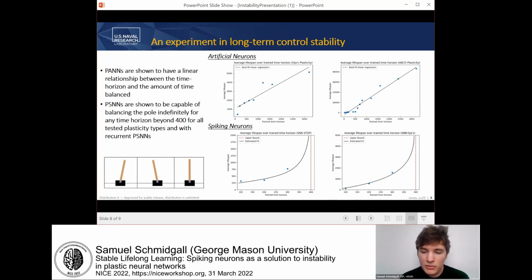With the SNN, however, for both the SCDP rules and the Oja's rule, the pendulum was able to balance indefinitely. We cut it off at around 1 million time steps, so it could go for around 1 million time steps. And that's after only training it for any time horizon beyond 400.